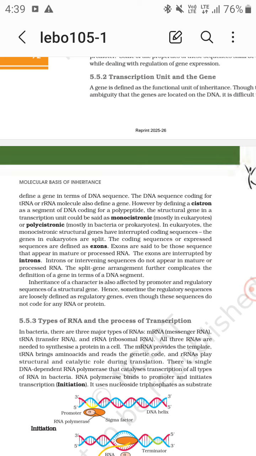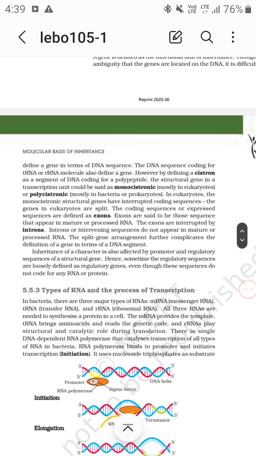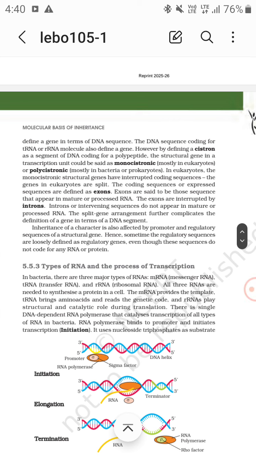The coding sequences or expressed sequences are defined as exons, right? The exons are said to be those sequences that appear in mature or processed RNA. Now the exons are interrupted by introns. Now introns or intervening sequences do not appear in the mature or processed RNA. The split gene arrangement further complicates the definition of a gene in terms of a DNA segment. Okay.